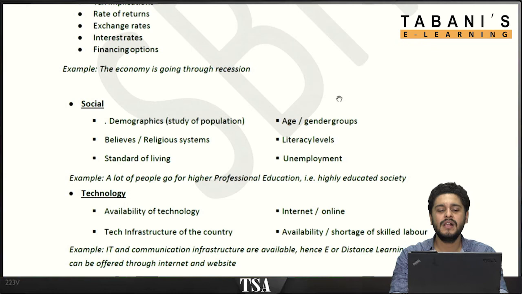For example, a lot of people go for higher professional education in a highly educated society. So if in my economy the majority of the people are going for professional education, I will be at ease in providing education, and I will be operating in an economy where the majority of the people are highly educated in terms of professionalism.